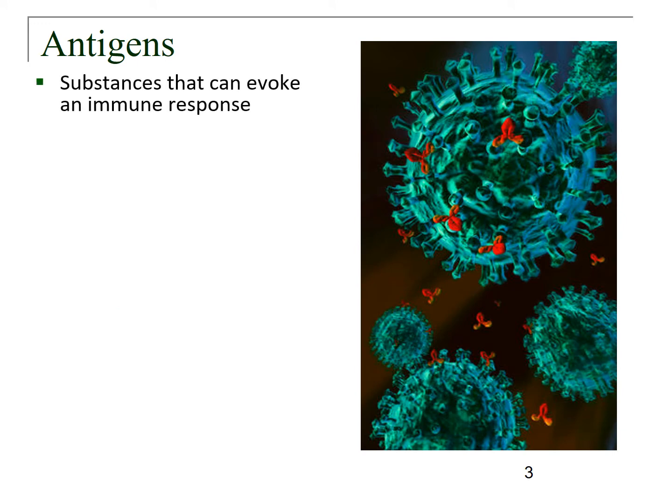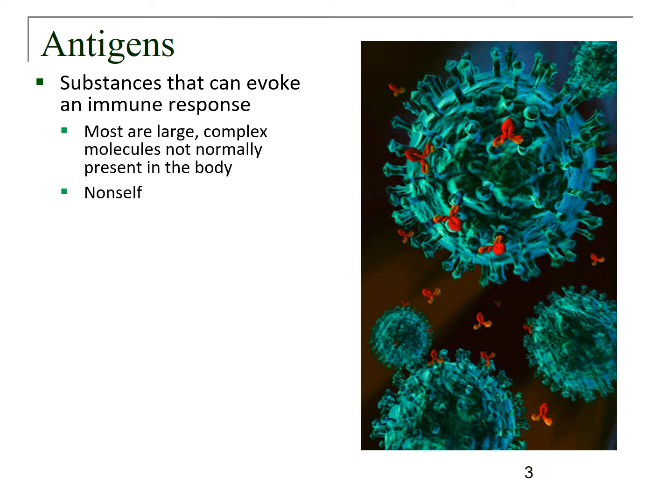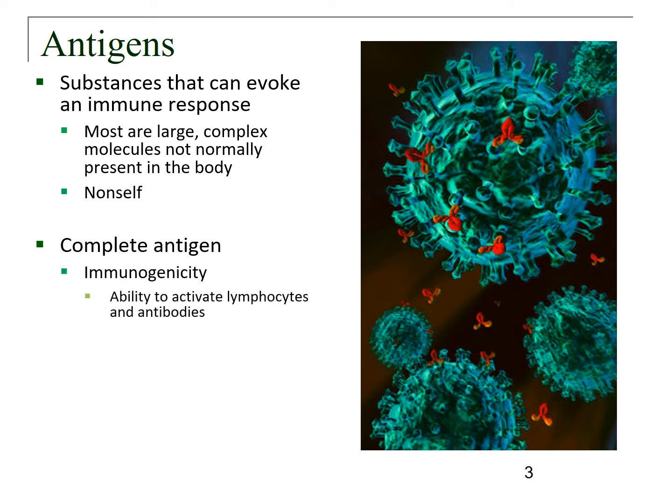So what are antigens? An antigen is a substance that can cause an immune response. Most of them are large and complex molecules that are not normally present in the body and molecules that are recognized by the body as non-self. So there are a couple of different types of antigen. A complete antigen has the ability on its own to activate lymphocytes and antibodies. And this ability to activate lymphocytes and antibodies is something that is called immunogenicity, literally meaning to start immunity.